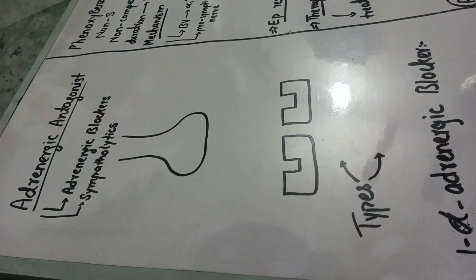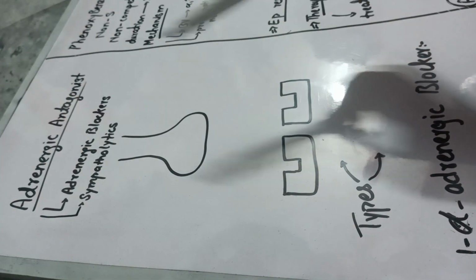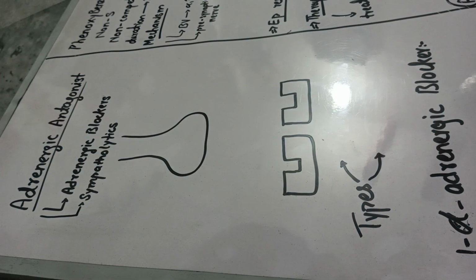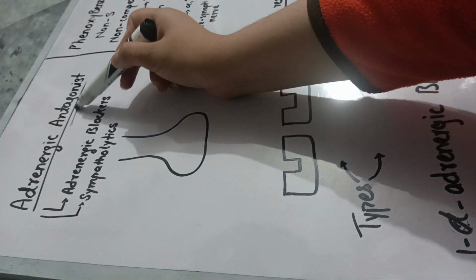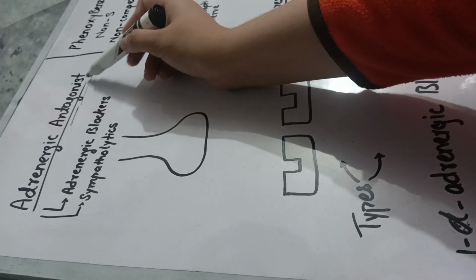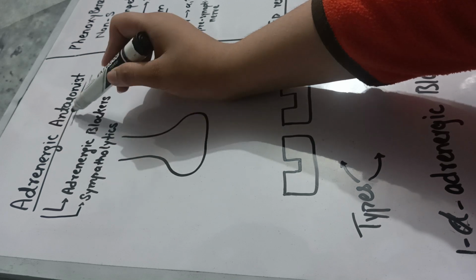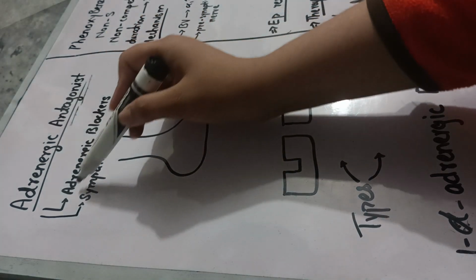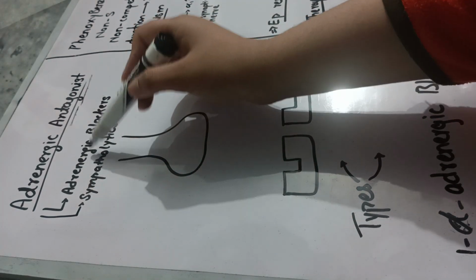So in this video we are going to discuss the chapter of adrenergic antagonists. In the previous lecture we discussed the adrenergic agonists. Now we are going to start the chapter of adrenergic antagonists. Anti means to oppose, and an agonist means a substance which stimulates adrenergic activity. So an antagonist is going to oppose it, meaning they are blocking the adrenergic activity. So they can also be called adrenergic blockers.